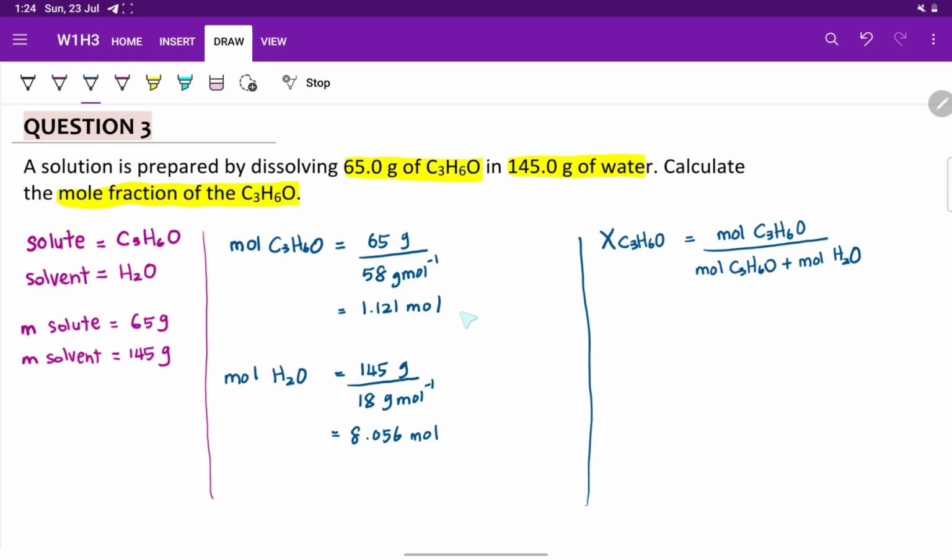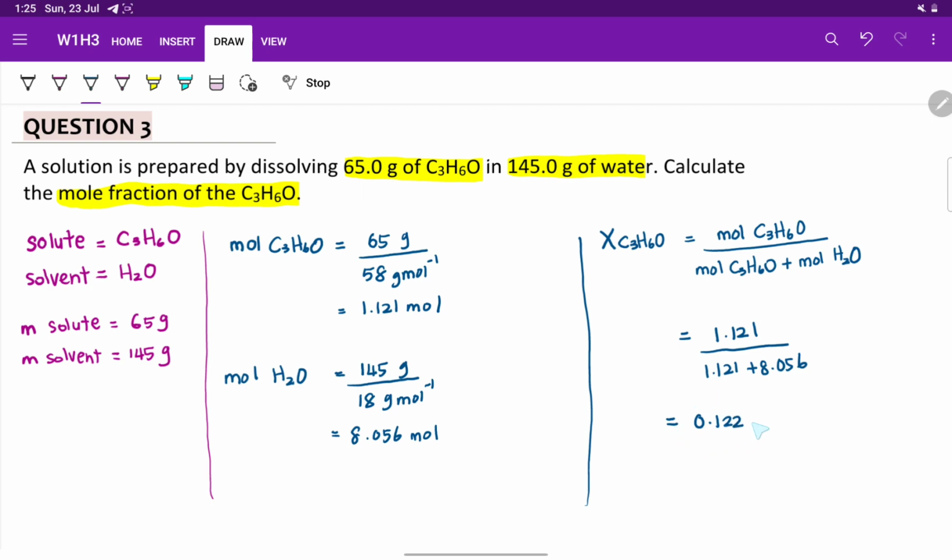So, once we have all the number of moles, we find here the number of mole of C3H6O and the number of mole of water. We put them into our equation here and we get our mole fraction. So, 1.121 over 1.121 plus 8.056. This is for the total number of mole. So, our mole fraction is 0.122.